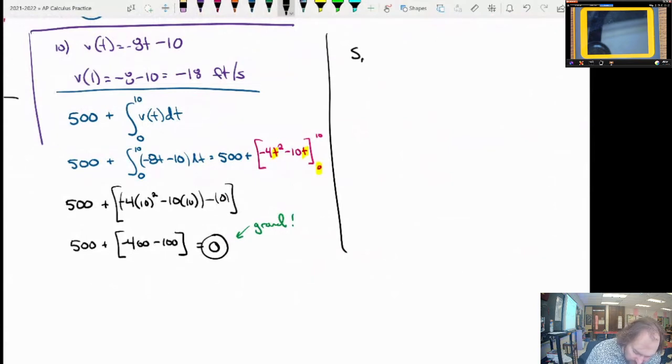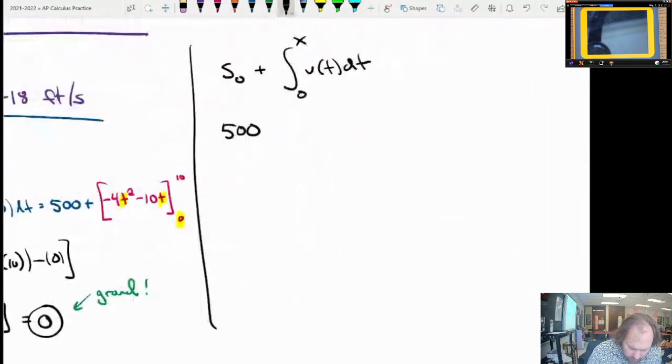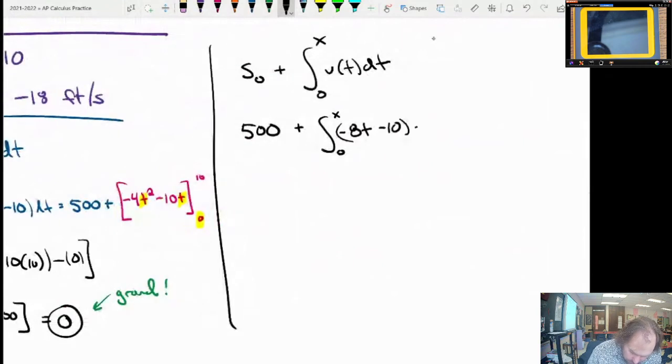We want our initial position plus the change in position, which we can find by doing the integral from 0 to t, or 0 to x, I suppose, of v of t dt. So if we plug in the information that we know about this problem, we know the initial position of the shoe was 500 feet above sea level, plus the integral from 0 to x of this velocity function, negative 8t minus 10 dx.